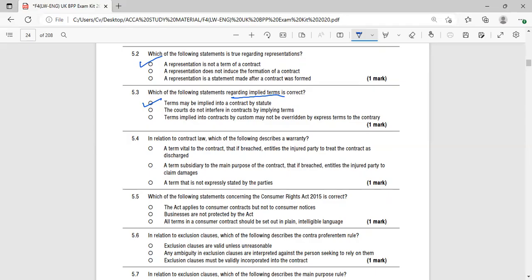In relation to contract law, which of the following describes a warranty? A term vital to the contract that if breached entitles the injured party to treat the contract as discharged. A term subsidiary to the main purpose of the contract that if breached entitles the injured party to claim damages. A term that is not expressly stated by the parties. A term subsidiary to the main purpose of the contract that, if breached, entitles the injured party to claim damages. This is the meaning of warranty. If there is any problem with the product, we will provide you either a replacement or we will rectify the problem.